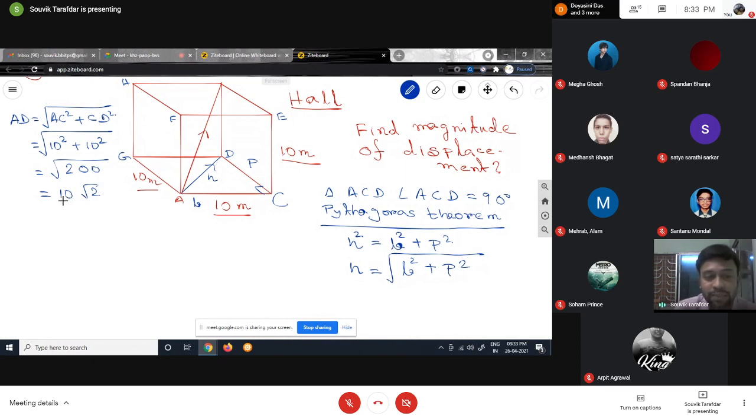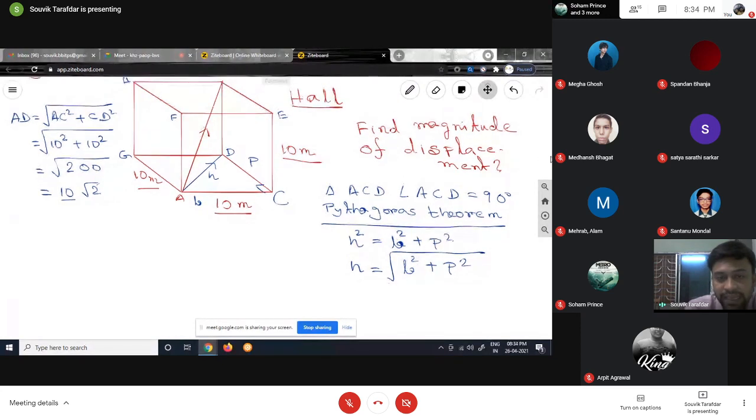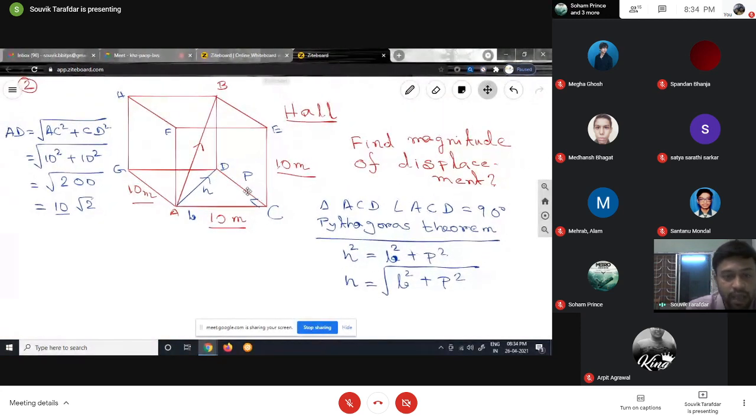So root over 100 will come 10 and root 2 will remain under the square root. So AD is how much? 10 root 2. So we got our AD, isn't it? Now we are going to get the answer.